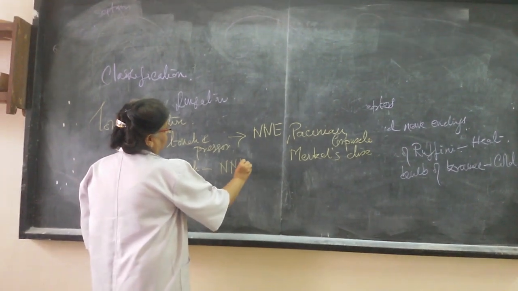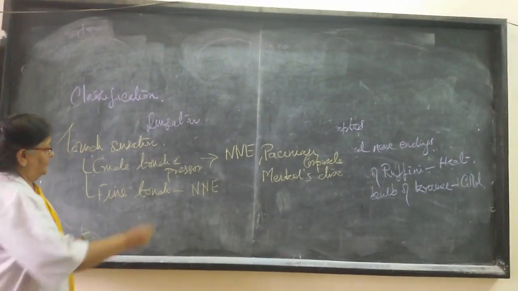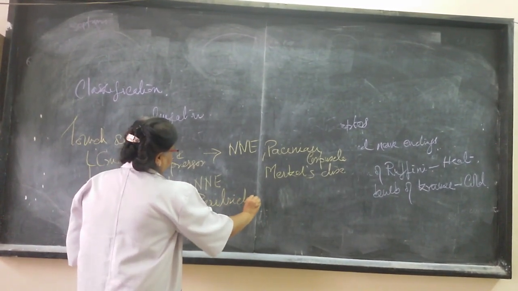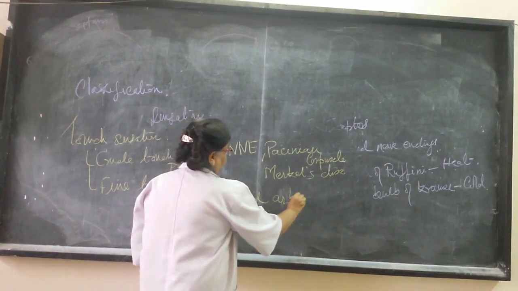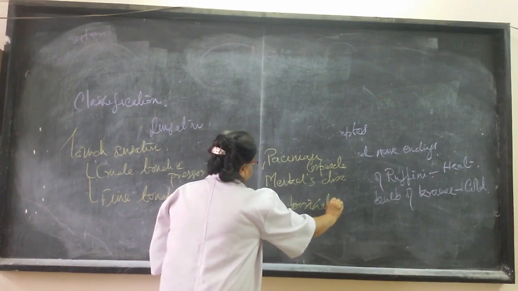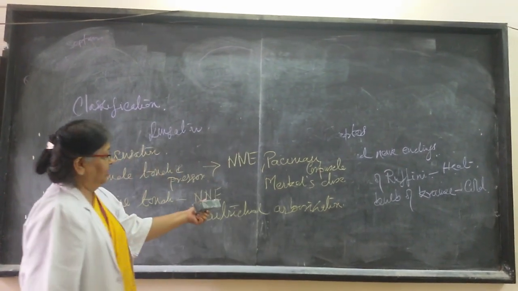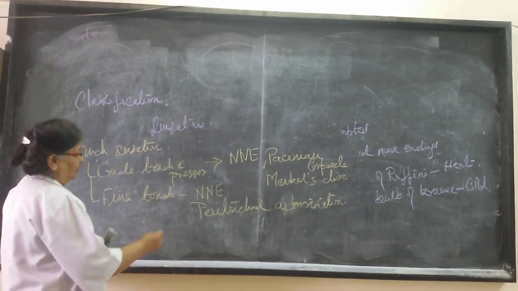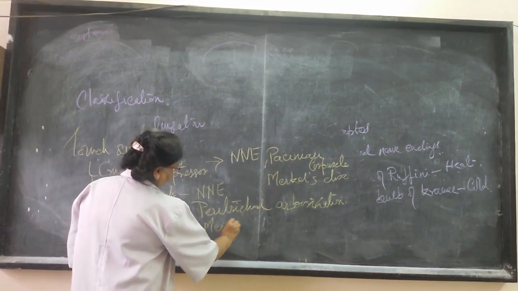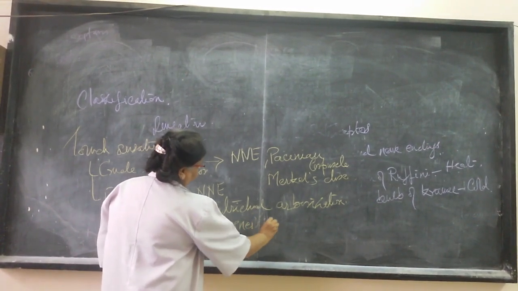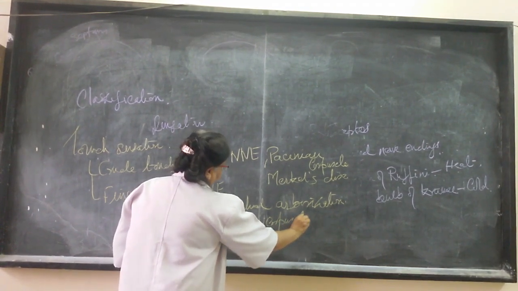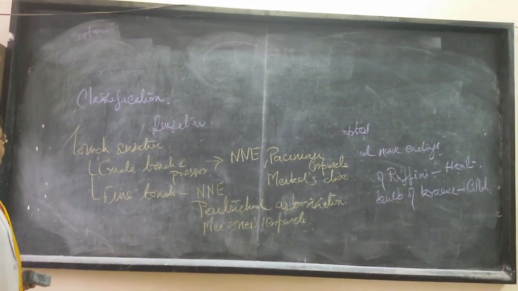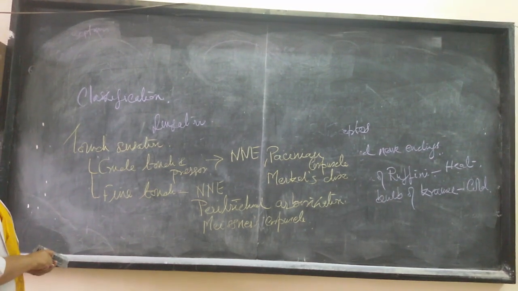For fine touch, the receptors are naked nerve ending, peritrichial arborization, which are arborizations of the nerves around the hair bulb, and also Meissner's corpuscle. These are the various types of receptors for general exteroceptive sensation.